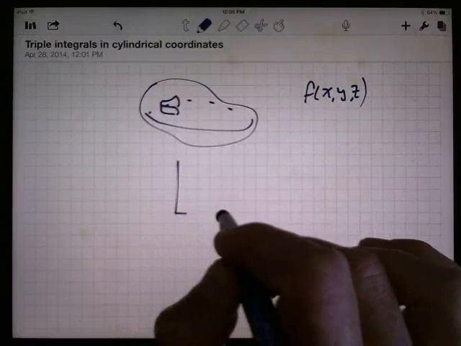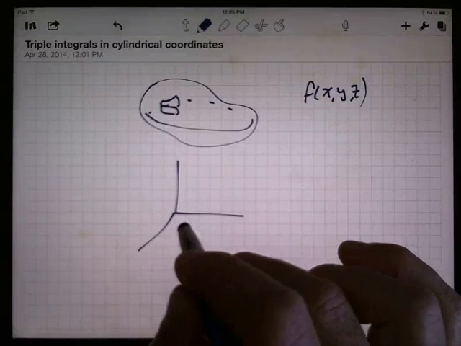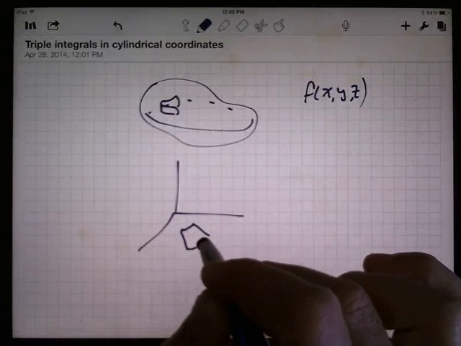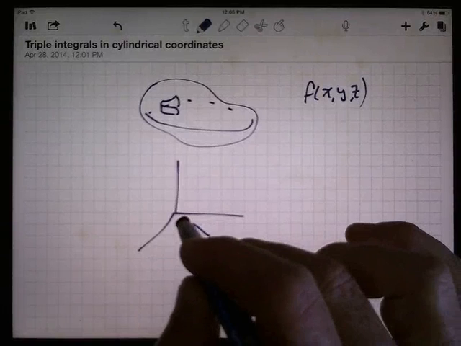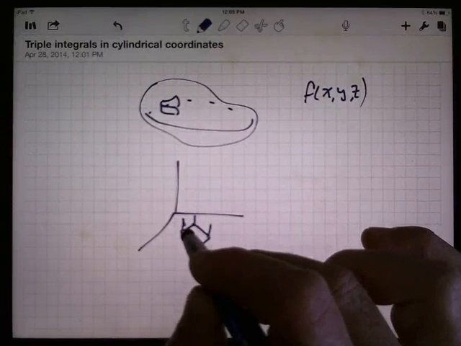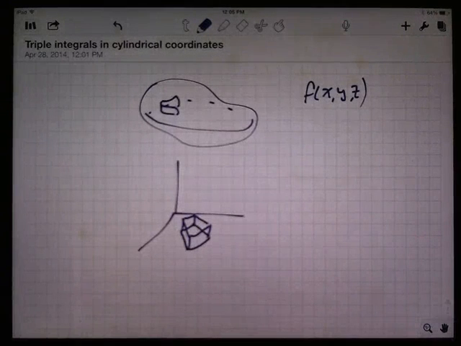Well, cylindrical coordinates, let's see how well I can do this. Down in the xy plane here, from a point, you're going to change theta by a little bit, you're going to change r by a little bit, right? So that would make that a little bit of a wedge. And then you change z by a little bit. And so you end up with these little pieces that look like that.